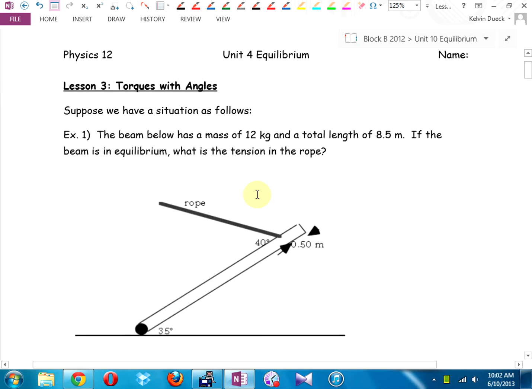So what we're going to look at today is what if the beam, gravity, and the rope are not all nice 90 degrees to each other? Or the short version of that, torques at angles. This first question is actually a very difficult question. Even though I called this example 1, it should have been example 3 or 4. But this gives you an idea of what we're looking at today. What if your torque is slanty? What if the rope is slanty and gravity is straight down?